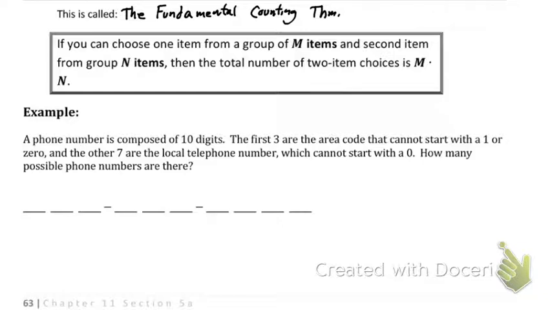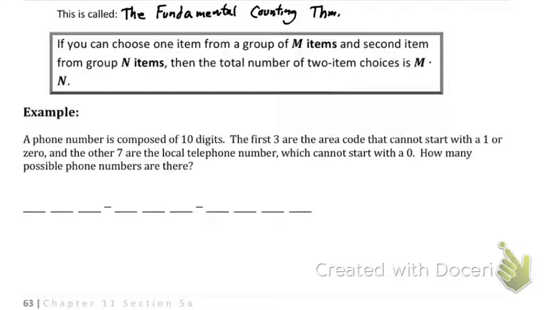It's just how many choices you have on each one. Let's make sure we're doing the lesson, not the homework. We just keep adding on that multiplication. So it's not just 2 groups, it's an infinite number of groups. In fact, if we look at our next example, this is going to be a prime case for the fundamental counting theorem. So we have a phone number composed of 10 digits.